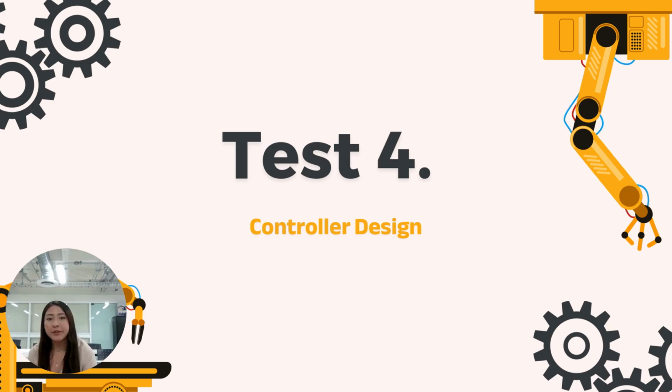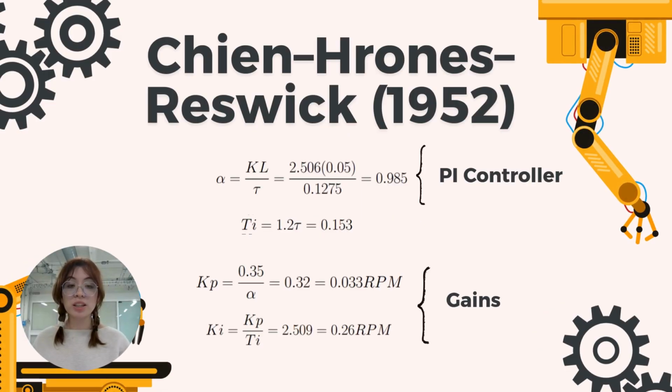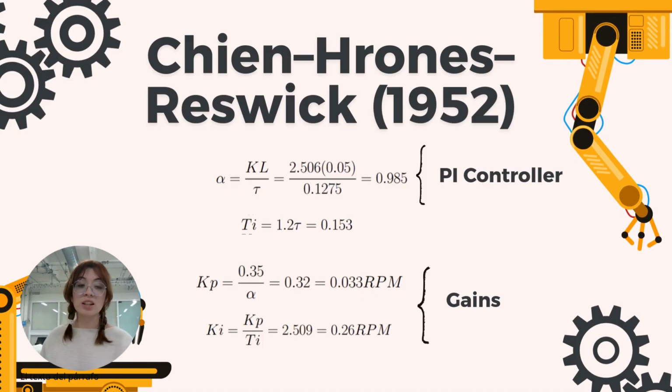With the identified model, we designed the controller. We selected a PI controller, proportional plus integral, where the proportional term improves the response speed and the integral term eliminates the steady state error. We use the Chien-Hrones-Reswick method from 1952 because we know that it is more stable than the Ziegler-Nichols method. We calculate the theoretical gains in radians per second. After converting them to revolutions per minute, the gains are Kp equals 0.35 and Ki equals 0.26, which produce a significantly more accurate response on the real hardware.